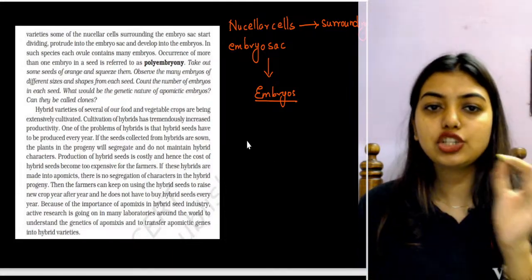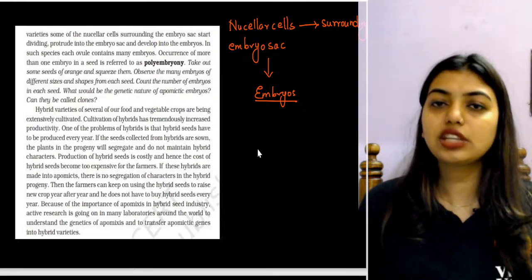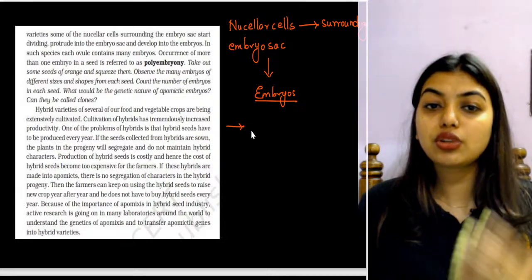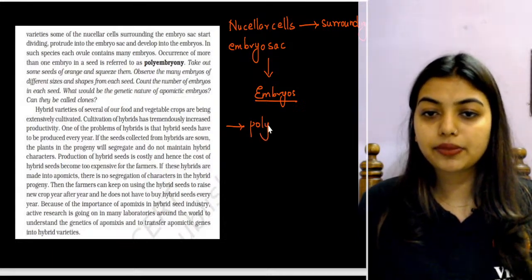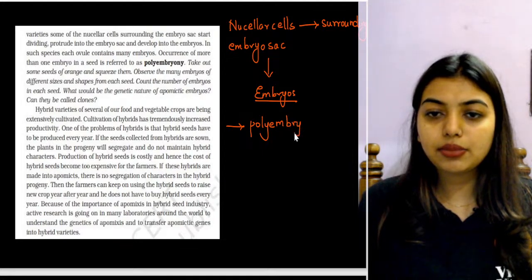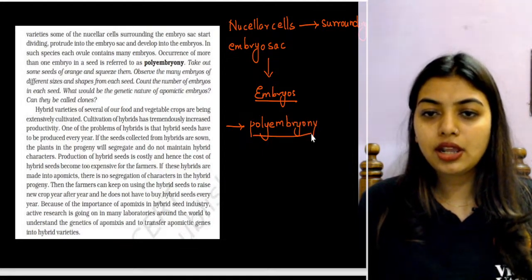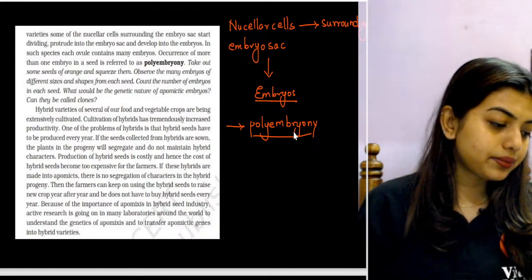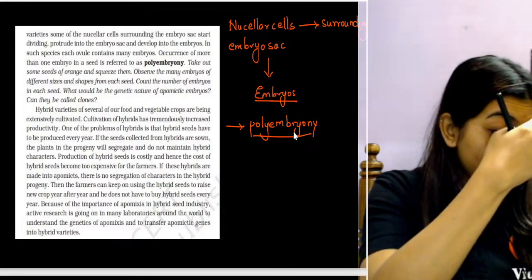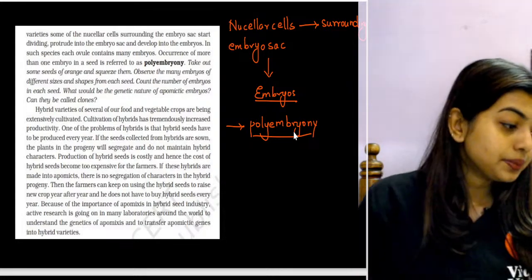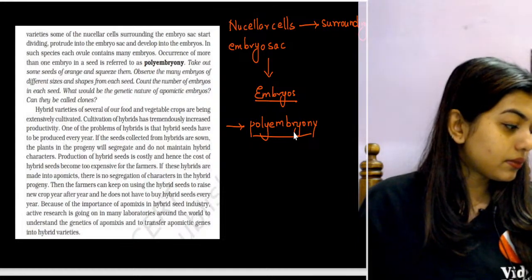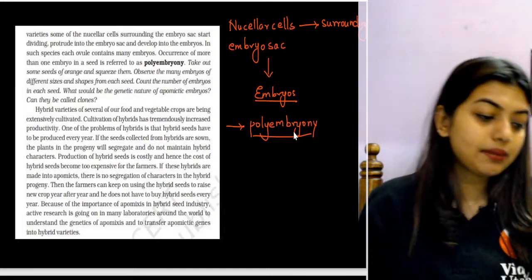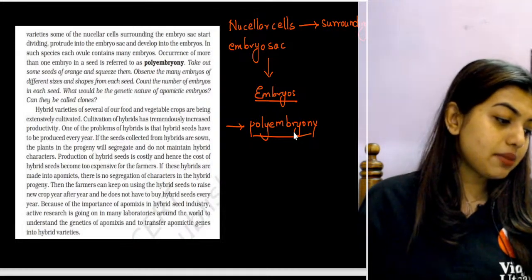In such species, each ovule contains many embryos. If you have seen an orange, many embryos are there, no? So in such situations, many embryos will form and that is called polyembryony. Got it? When many embryos are formed. Example is citrus and mango.